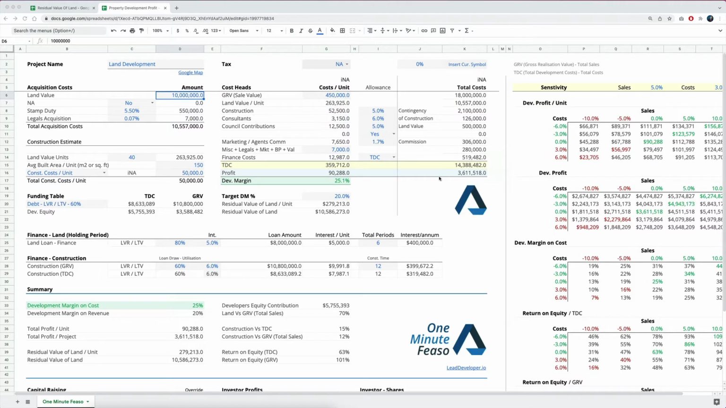So if we were to look at this and work out what I should pay for this block of land so that I make at least 20% on my cost, then it tells us that the residual value of land is 10.5 million. What it essentially means is that if I want to make 20% on the cost, I can still afford to pay 10.5 million for the land value.